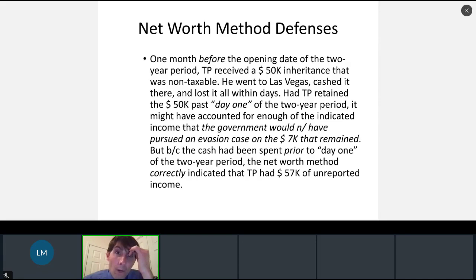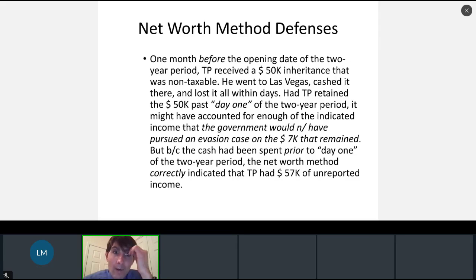One month before the opening date of the 2-year period, the taxpayer received a $50,000 inheritance from Aunt Sally that was non-taxable. He went to Las Vegas, cashed it there, and lost it all within days. Had the taxpayer retained the $50,000 past day one of the 2-year period, it might have accounted for enough of the indicated income that the government would not have pursued an evasion case on the $7,000 that remained.